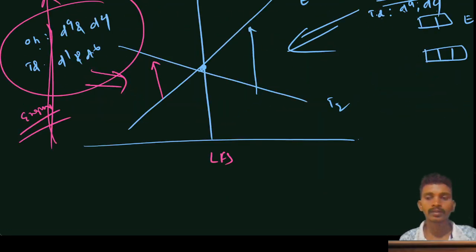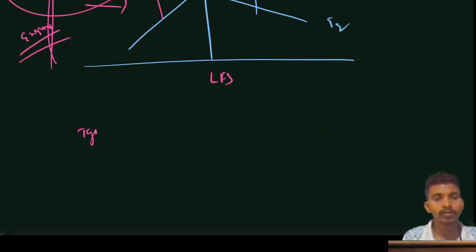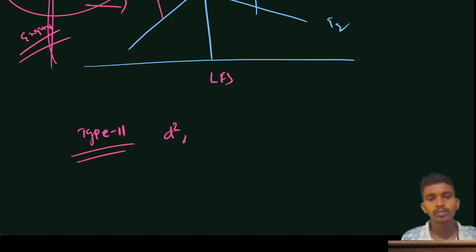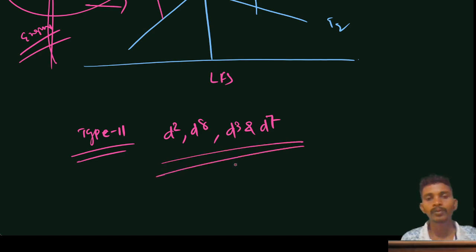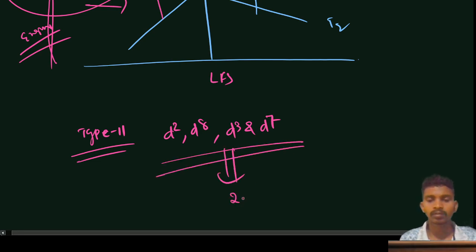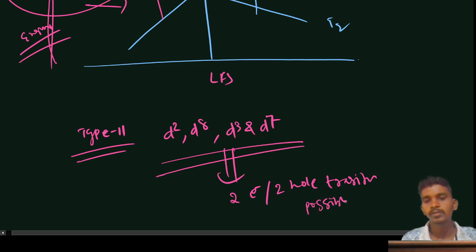We will discuss the second type in the next class. Type 2 covers D2, D8 and D3, D7. In this type, two-electron or two-hole transitions are possible, and we will discuss this in the next class.